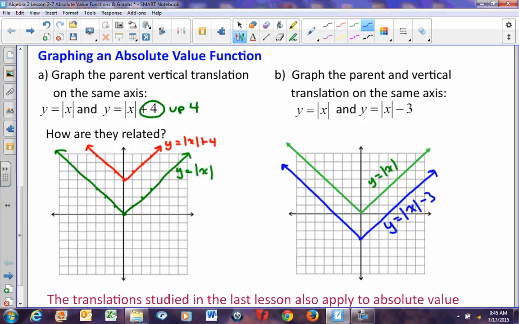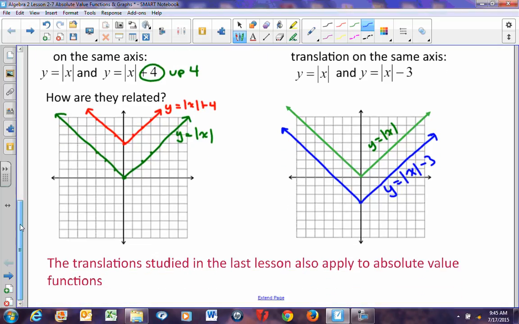So it follows the same rules as the previous lesson did. The translations of the previous lesson also apply to all your absolute value functions. So once you can graph your absolute value functions, it's actually pretty easy to be able to translate them.